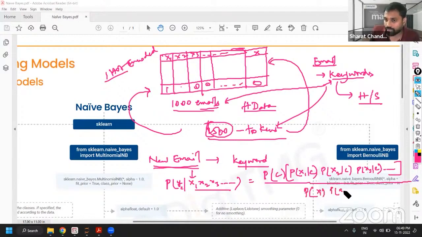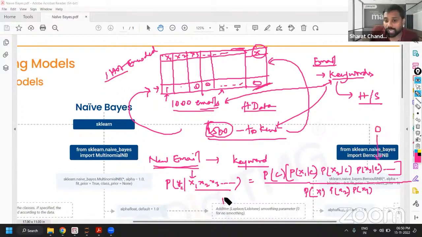So P of X1, P of X2, P of X3. This is the dot product that we get. Now, when I take this information, I get some value here, some value probably here. With respect to the new word, the email does not contain that keyword, right? So that means by default, I'll assume that it is 0.